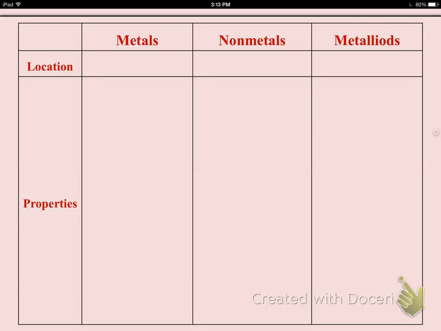Okay, so we can look at the table and identify where there are metals, nonmetals, and metalloids. So if you just look at the table, you can identify the metals because they are left of that staircase that's on your periodic table. And if you look at their properties, they are all silver, or mostly silver. They are high luster, which simply means that they are glossy.